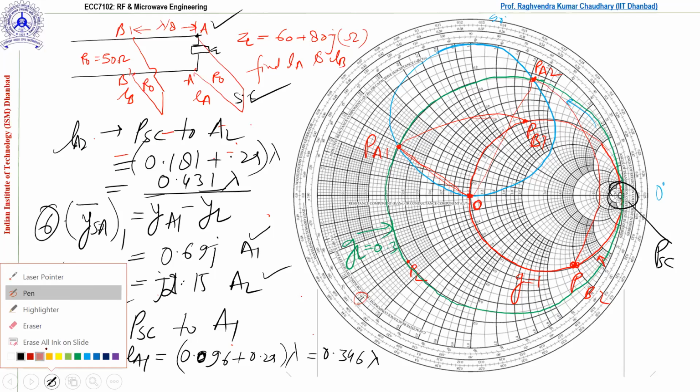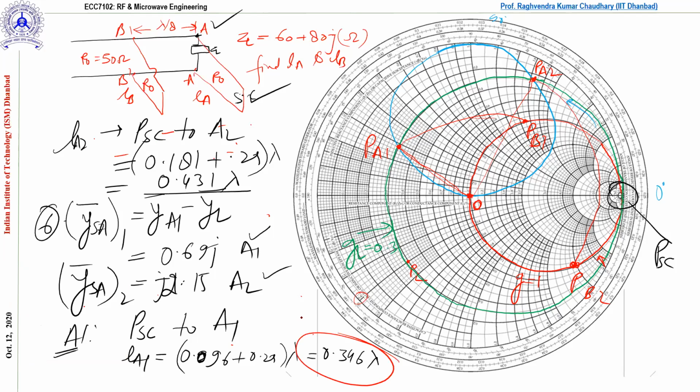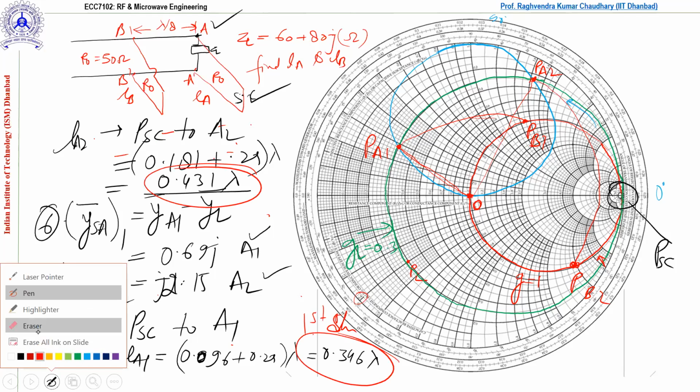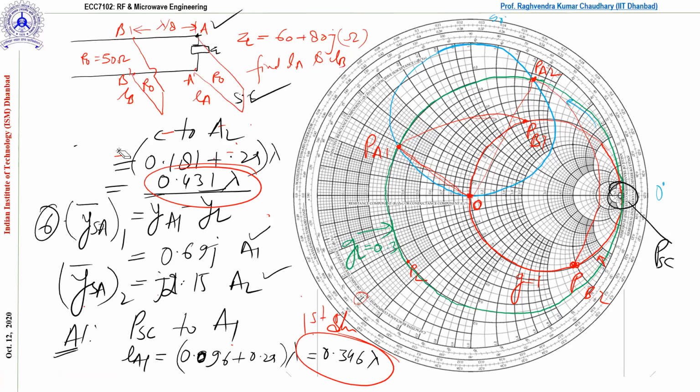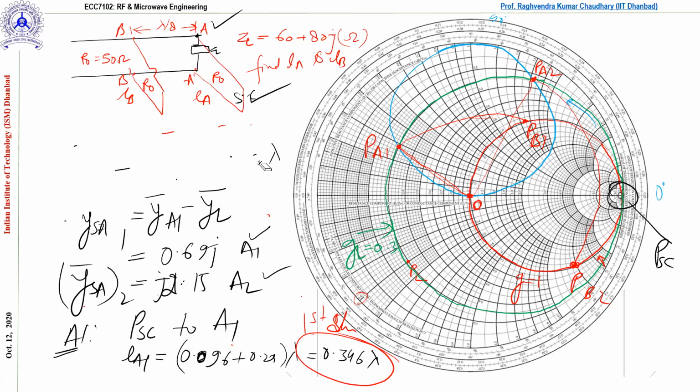So now you have the two solutions. One is this first solution, and this is the second solution. Fine. What is this actually? This is the length of the first step. In a similar way, you can do it for the second one.